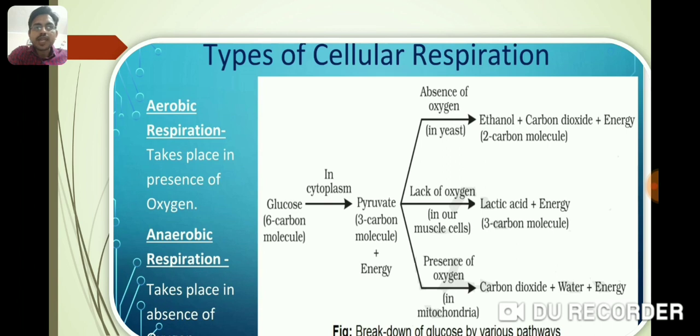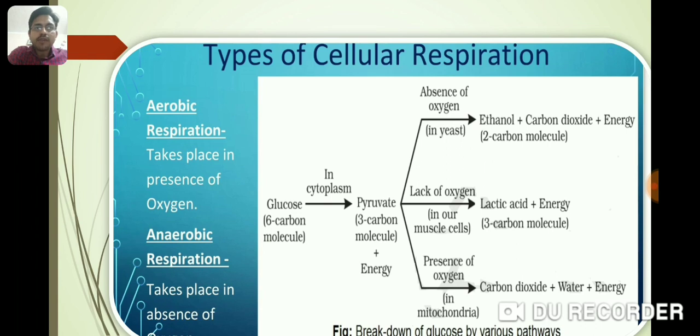In the absence of oxygen in yeast, this pyruvate is broken down into ethanol, carbon dioxide, and energy. Ethanol is a 2 carbon molecule, it is a type of alcohol. Second fate, in the lack of oxygen in our muscle cells during vigorous exercise, pyruvate is converted into lactic acid, which is a 3 carbon molecule, along with the production of a little energy. Due to the deposition of lactic acid in our muscles, we feel muscle cramps and muscle fatigue.